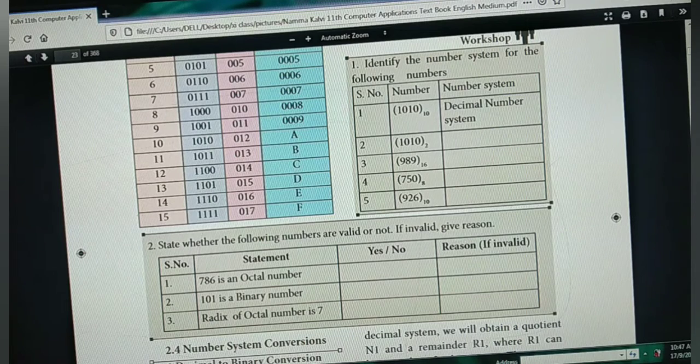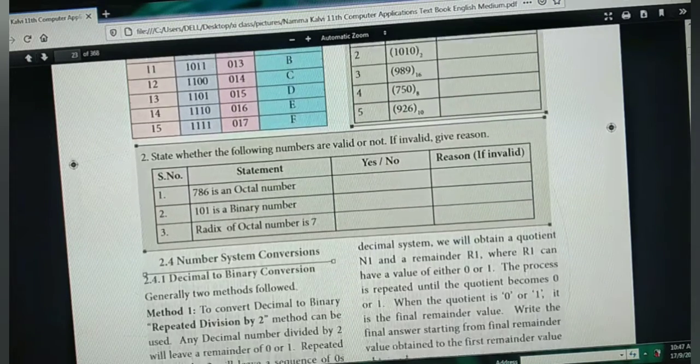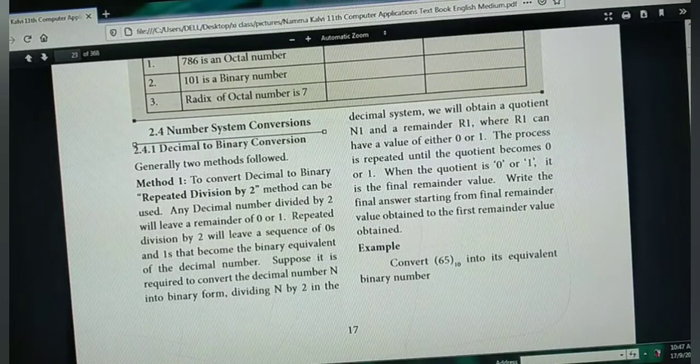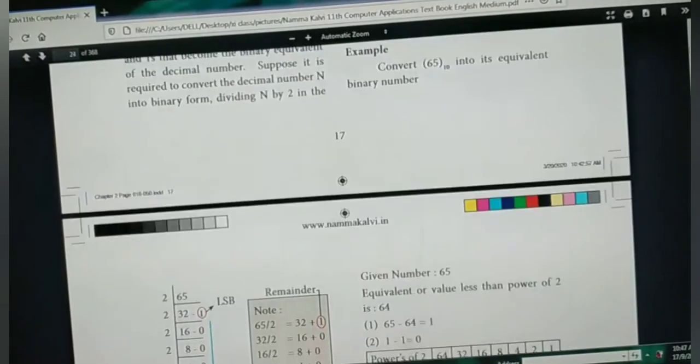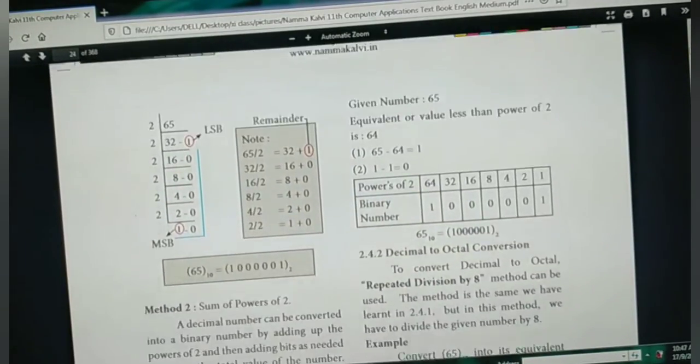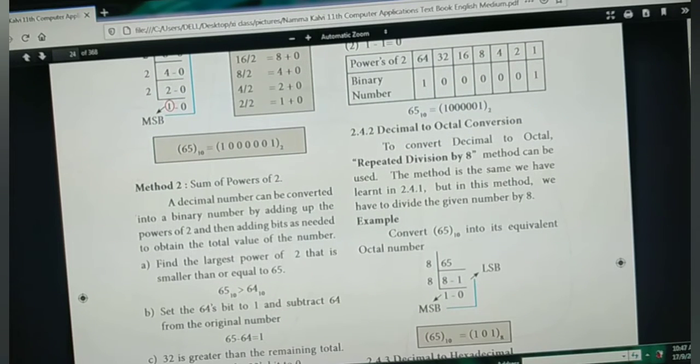Next you are having number system conversion. Here you are having each and every method. First one is your decimal to binary conversion. Method 1: you mark it. It is an extra question for you. Next you are having sum of powers of 2. Here you are having this one. Mark it. To the next side you are having decimal to octal conversion.